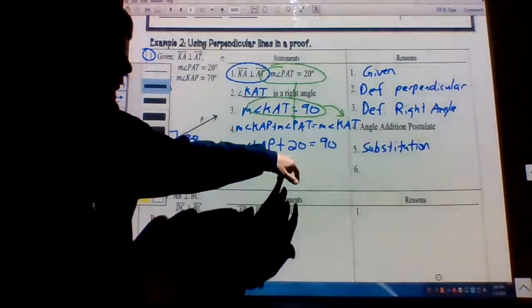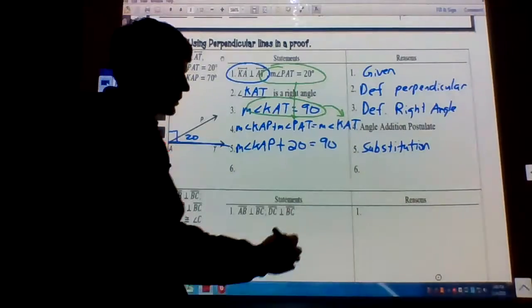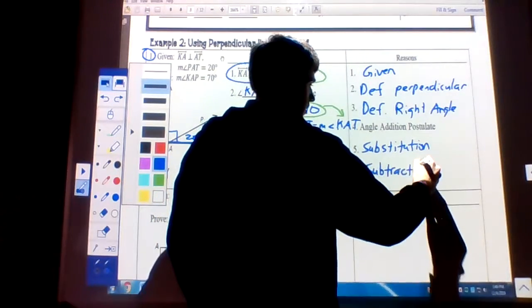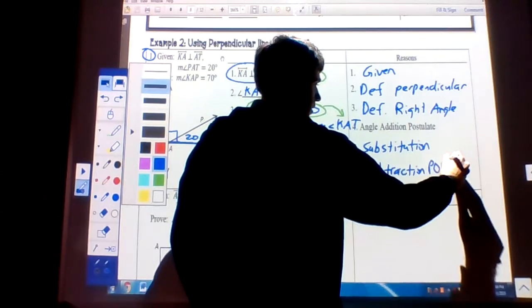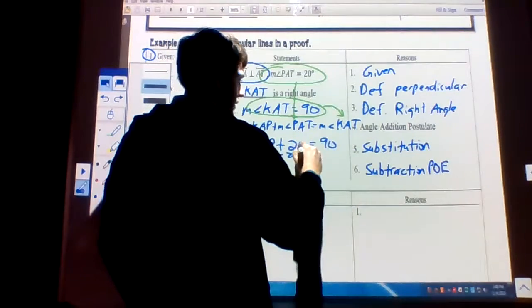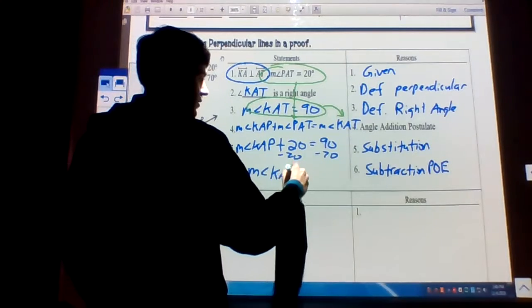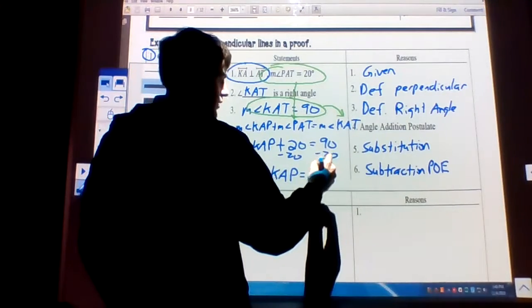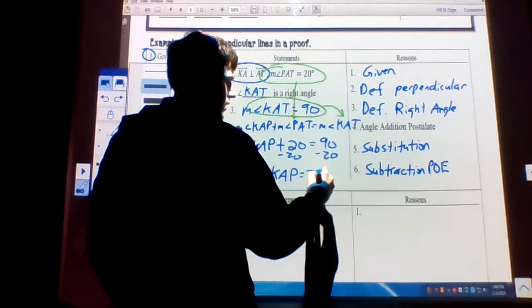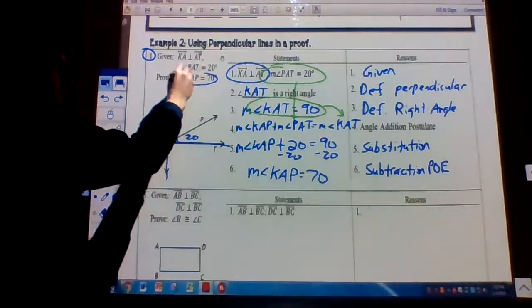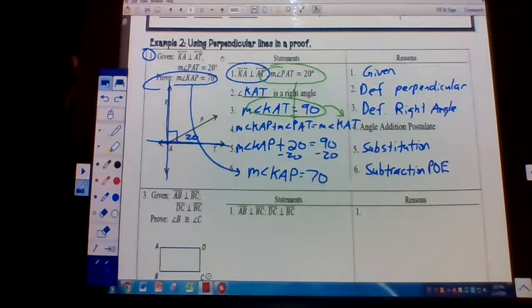Then from here, we just need to subtract 20 from both sides. That's the subtraction property of equality. We subtract 20 from both sides, and we get the measure of angle KAP equals 70. And that's what we're trying to prove.